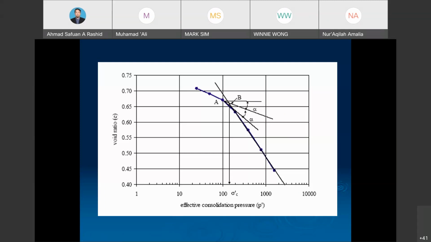Then we may use a different formula to estimate the settlement of the soil, by using the Cc and Cr approach. I will explain later on, based on the example or calculations. But first we need to know how we determine the sigma C.